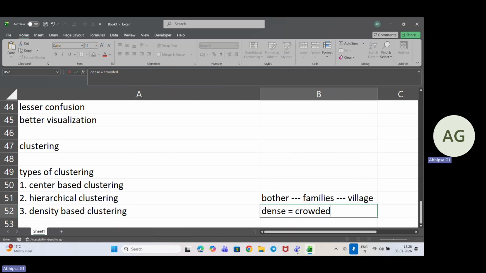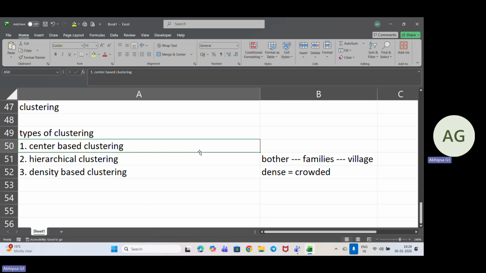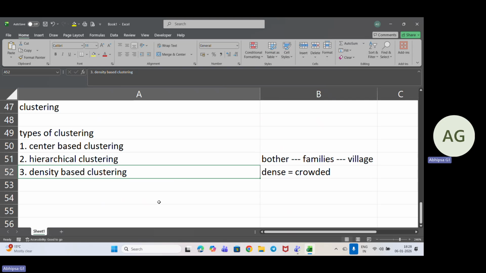Okay. Now we need to understand what an outlier is. So don't worry about the different forms of center-based clustering. We will be understanding hierarchical clustering, and we will be understanding density-based clustering. This is just a normal look-out. When we go down into the models, we will understand each one of them in detail.